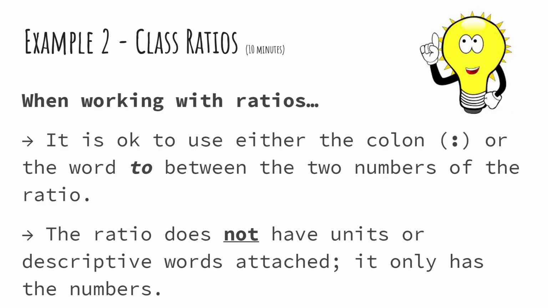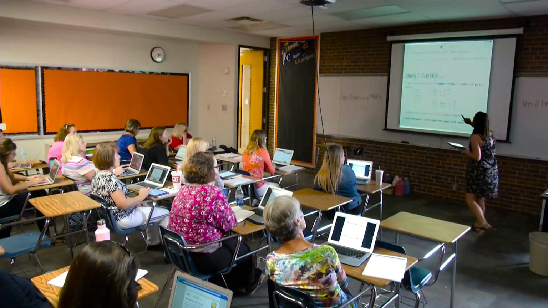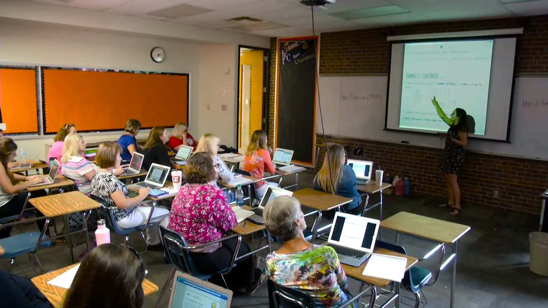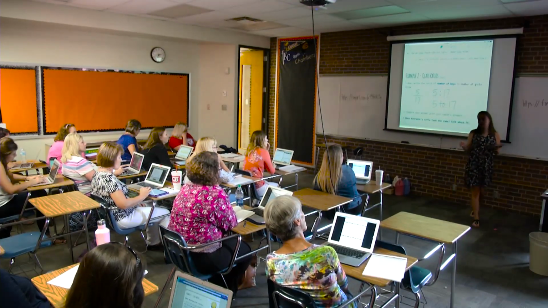So now, this is just a note for my students, something that, when we were in school, we would have had to write down in our notebook. But I just put it up here for them. When working with ratios, it's okay to use either a colon or the word to between the 2 numbers of the ratio. And the ratio does not have units, meaning it doesn't have labels. When we're writing 5 to 17 up here, we aren't saying 5 boys to 17 girls. We're just looking at the numbers.